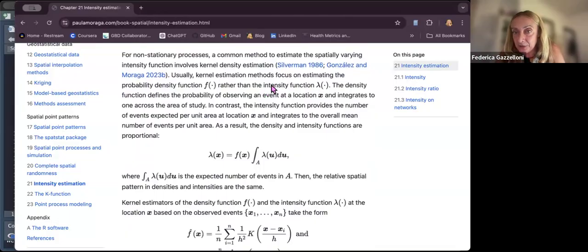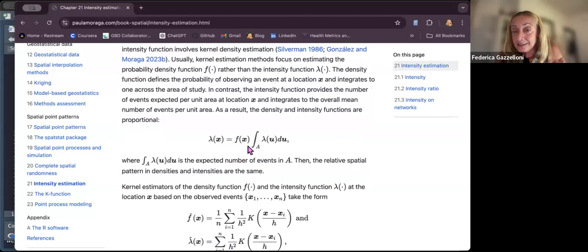So instead of looking at the intensity function, what we do is look at the function of the intensity, and this is a function that multiplies an area. An integral is basically setting up what happens within an area. So I've got this situation with some points, and I have some concentrations of points in here. What I want is basically to identify this area.